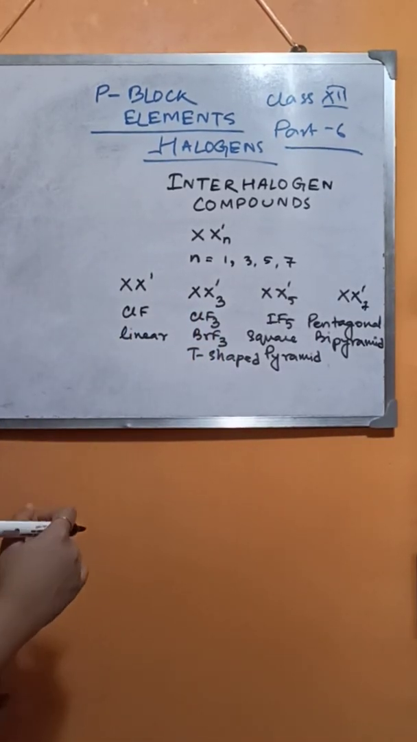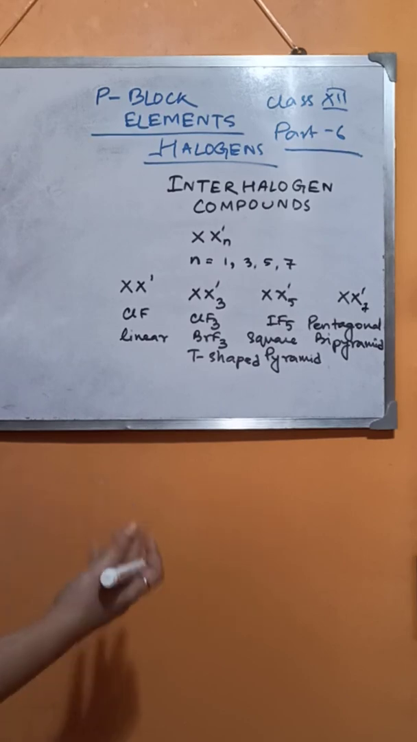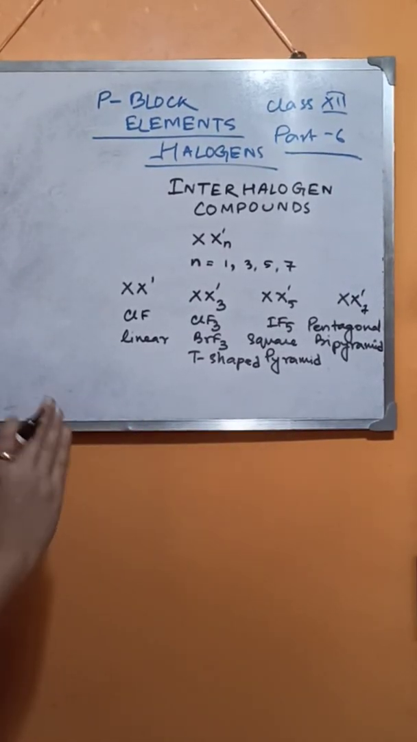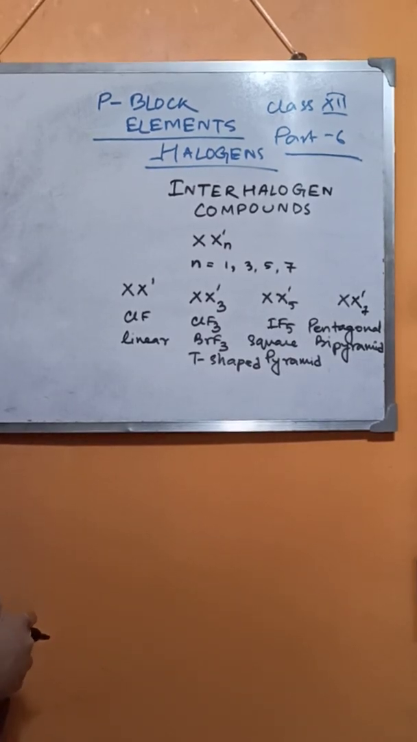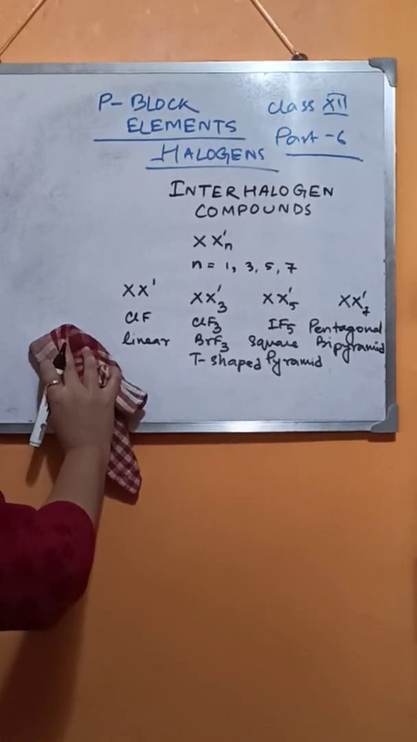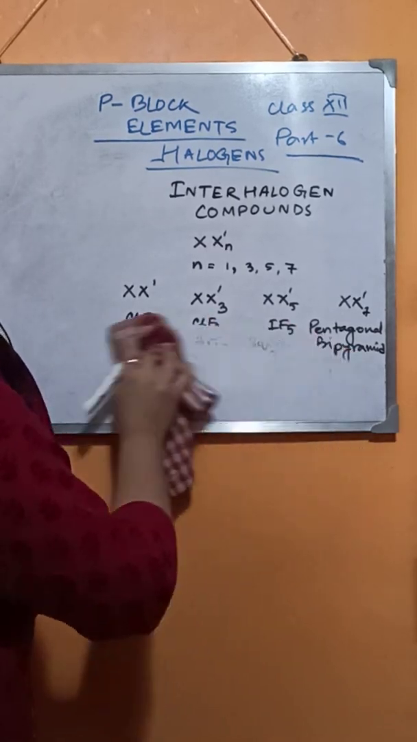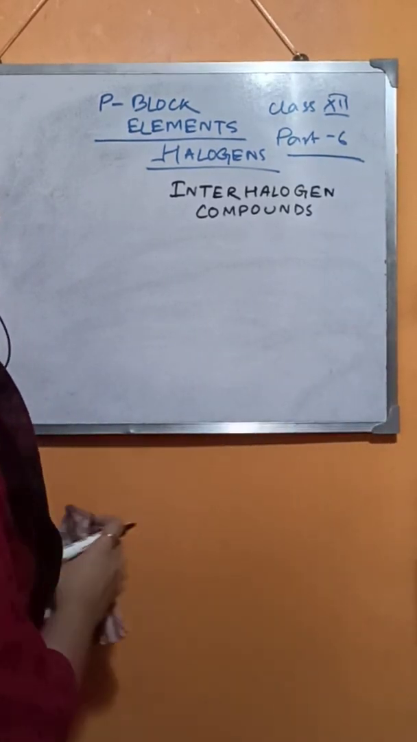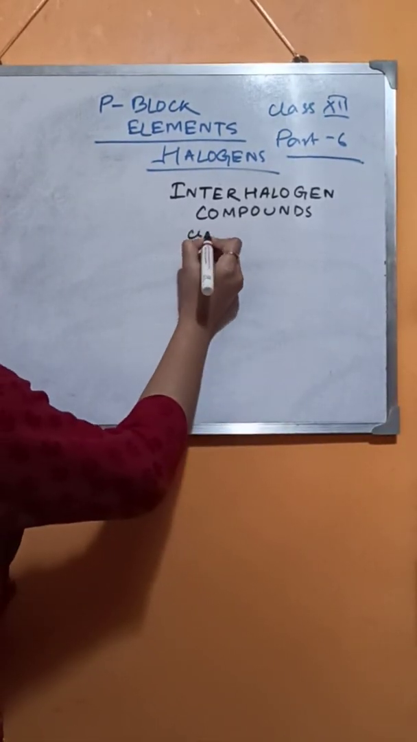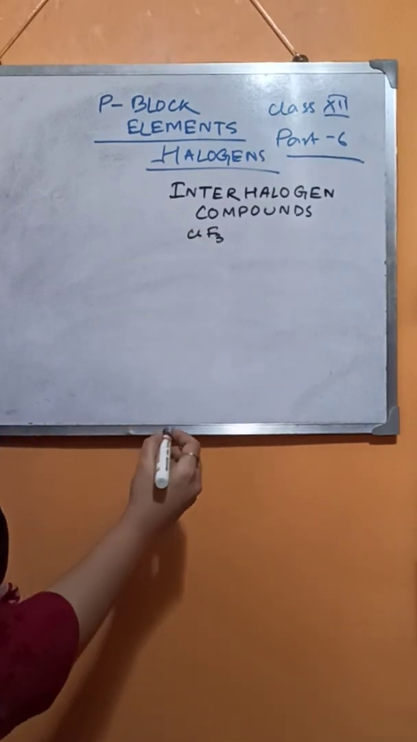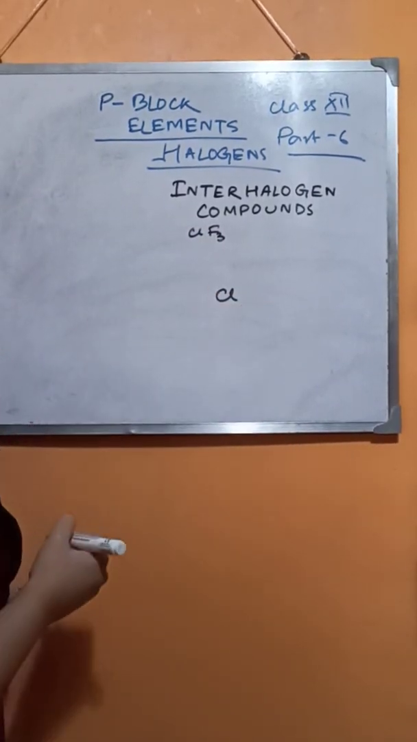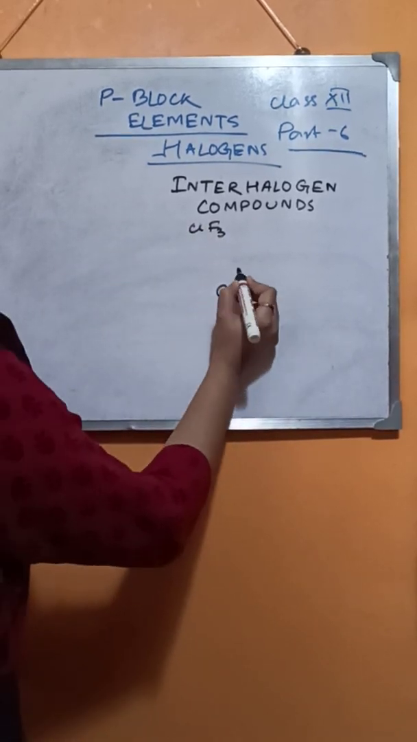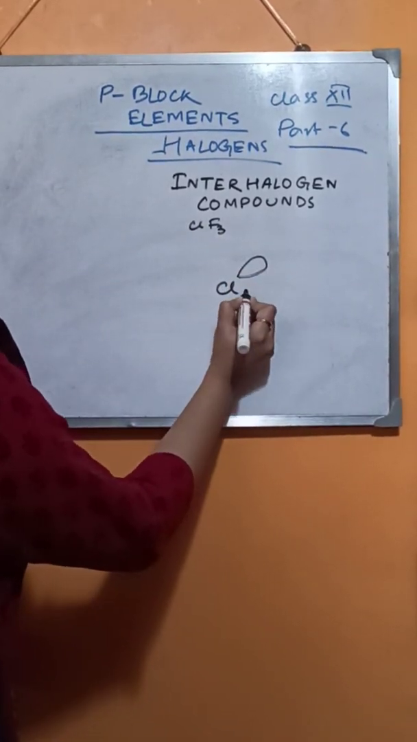Now let us come to the next part, which is, you can say, the most important part of this chapter, the shapes of certain interhalogen compounds. That is the structure of the compounds. The first example I am showing is ClF3, where Cl is the central atom. There are 3 fluorine atoms and 2 lone pairs.